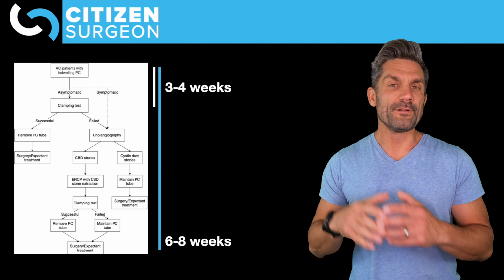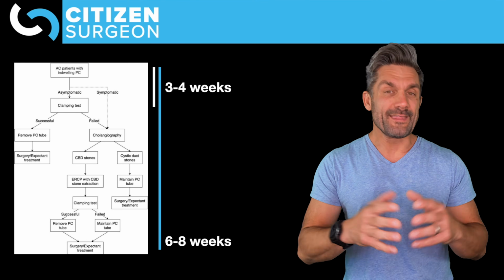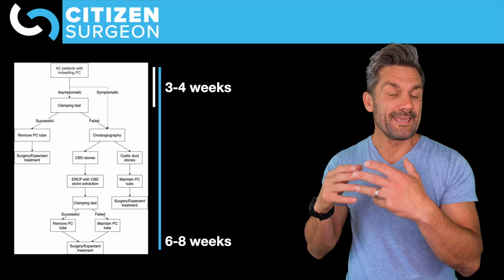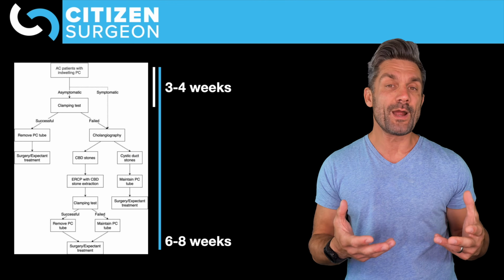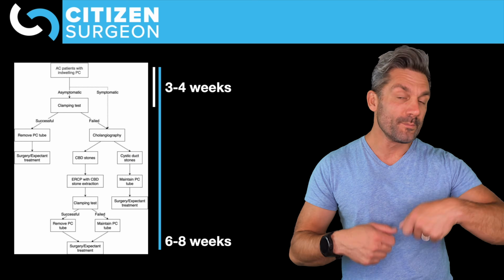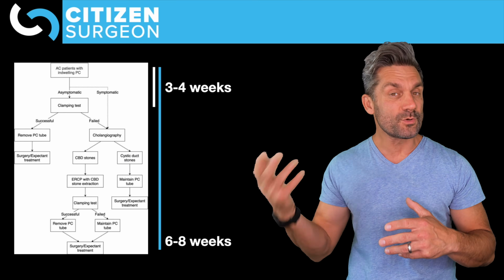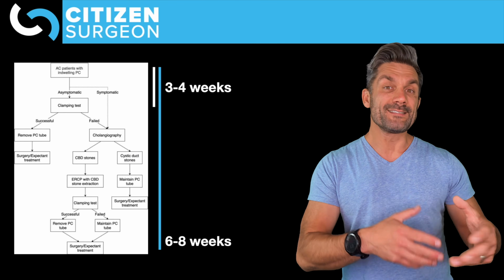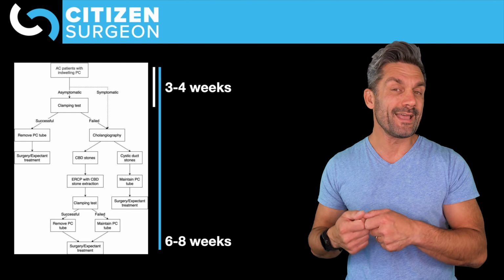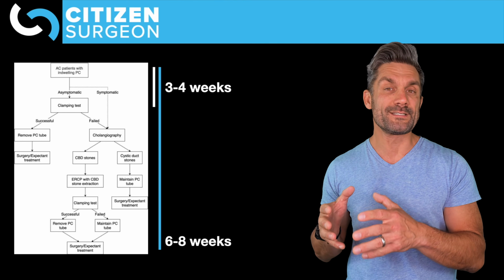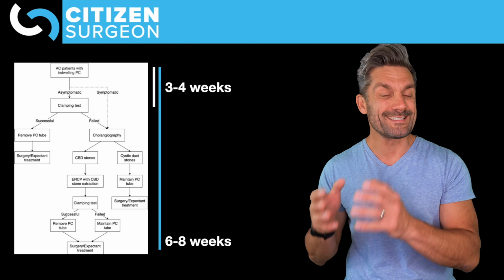Now, if we go a little further down the pathway, if the patient that had the common duct stone gets an ERCP, then we can do another clamping trial. If that's successful, we can remove the tube. That patient can have subsequent operation, or if that's not successful, we could keep that tube in place and perform that laparoscopic cholecystectomy, usually at around 6 to 8 weeks.